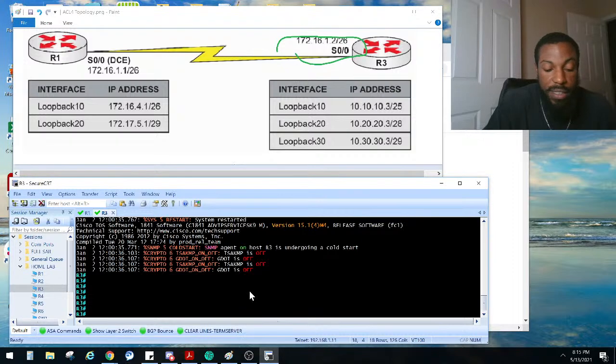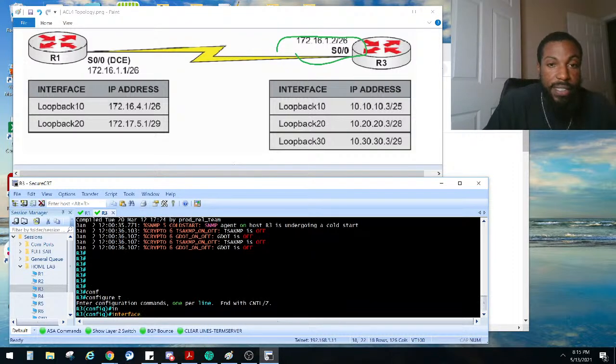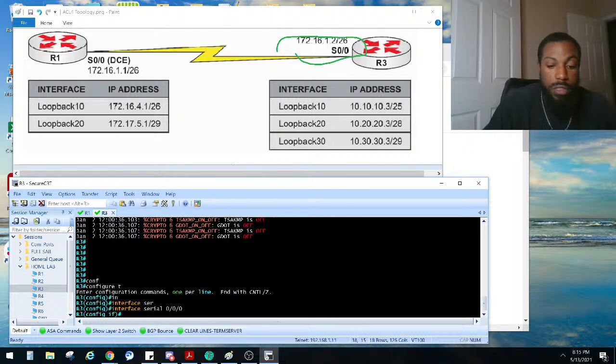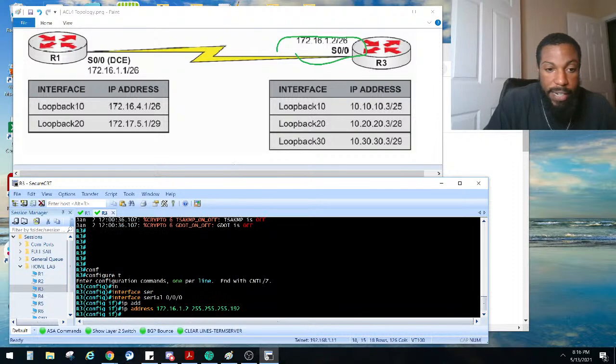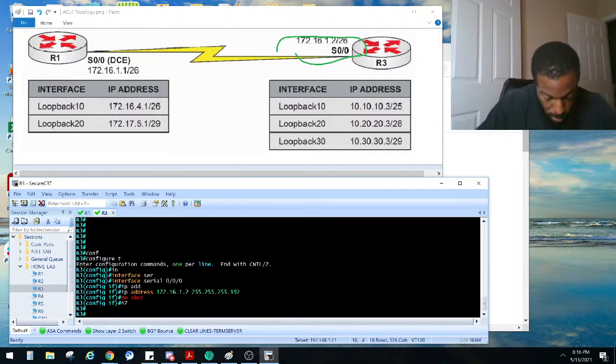172.16.1.2/26. Go to global config mode, interface serial 0/0/0. You remember your interfaces might be different. 172.16.1.2/26, which is 255.255.255.192. I just did that, right? So no shut that bad boy. You should turn him up.